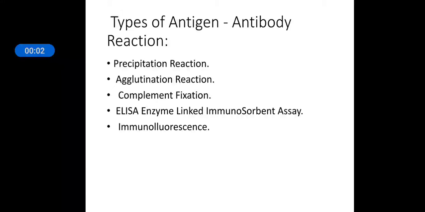Welcome back. Now we will discuss the types of antigen antibody reactions. There are five types of antigen antibody reactions. The first one is precipitation reaction, then we have agglutination, then complement fixation, then ELISA, and immunofluorescence.